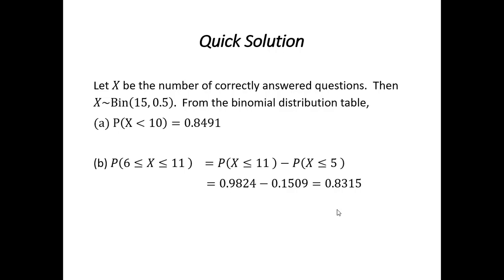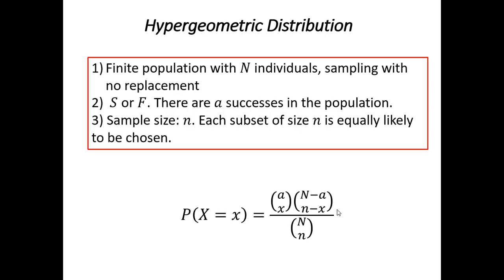Okay, so that's our first discrete distribution. Now, the second distribution we'll look at is called the hypergeometric distribution. So it's a little bit like the binomial, only here we're assuming no replacement. So we have a finite population with n individuals, and we're sampling without replacement. We could think in terms of outcomes are either a success or a failure. And let's say that there are A successes in the population.